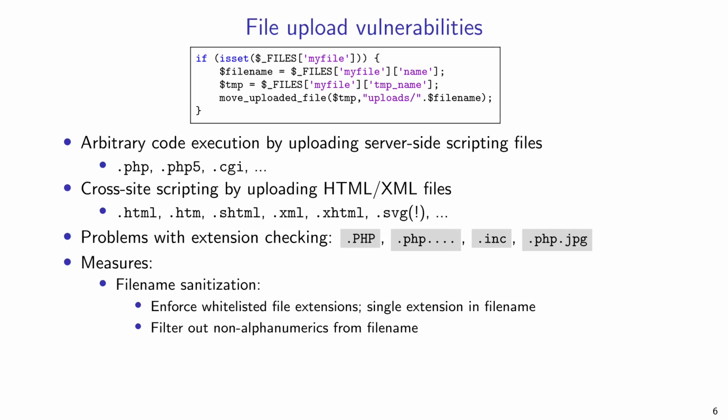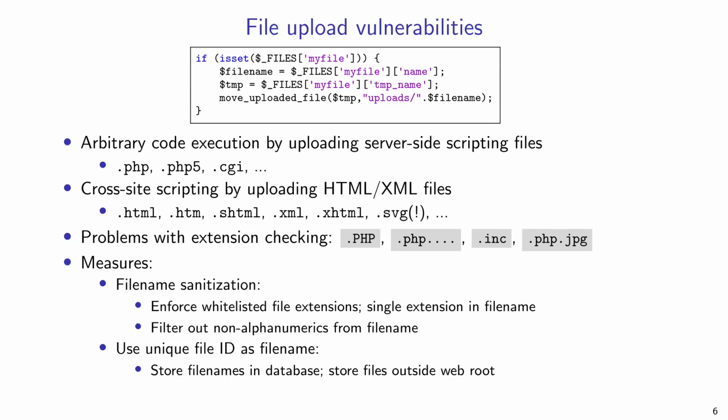However, a much safer approach is not to use the user-supplied file name for file storage, but to assign and use a unique file ID as the file name instead. If needed, the original file names and their mappings to the file ID can be stored in a database. The contents of the files could also be stored in the database, but that might not be very efficient. Instead, the files can be stored outside the web root so that they cannot be accessed directly via URL.